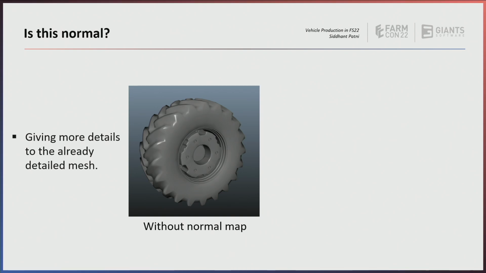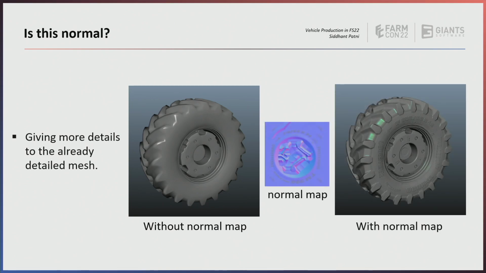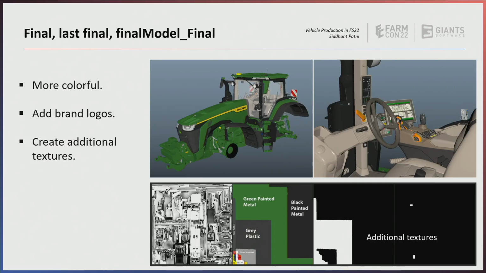It looks like a wheel, but it could look better, right? We add a normal map as an image texture on that wheel, so it starts to look more detailed and more realistic, as you can see in the image. Finally, to the final.